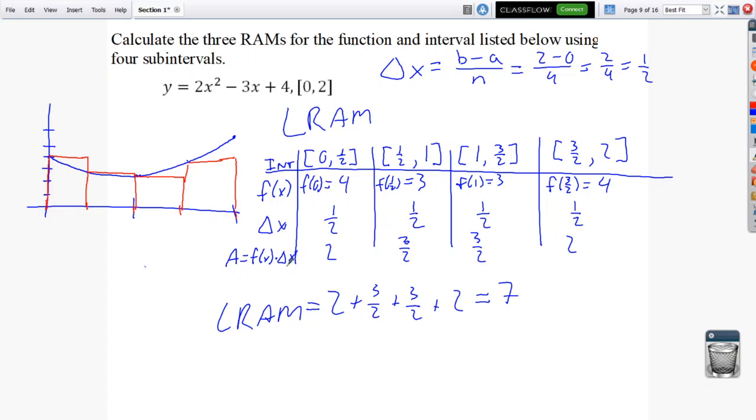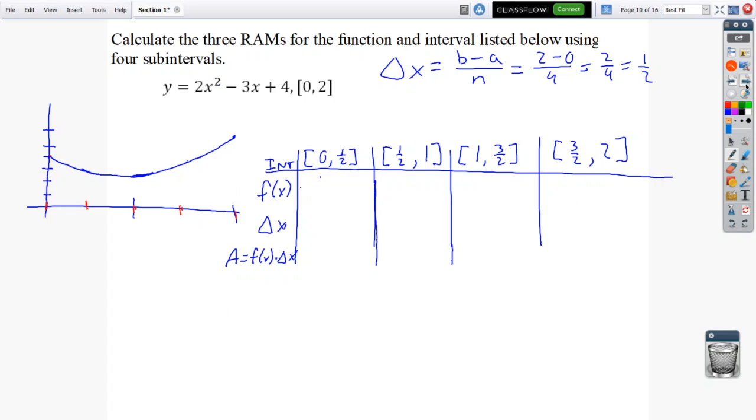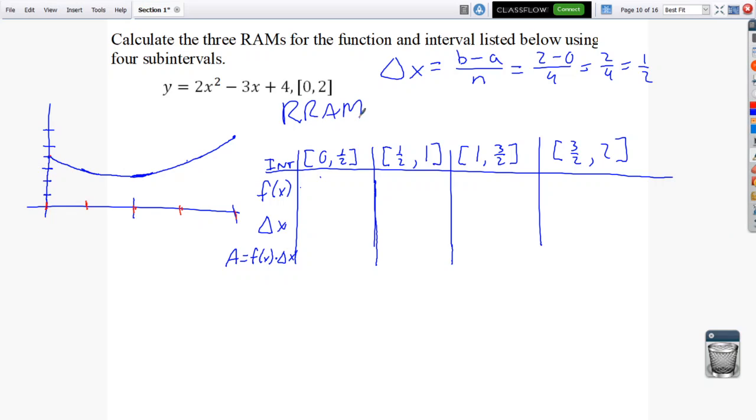All right, so we've gone through the LRAM, but notice that the directions do say to calculate all three RAMs for the function and the intervals listed below. So now instead of the LRAM, I want to do an RRAM. RRAM is going to be the exact same thing, except now when I construct my rectangles, if I'm drawing the picture, instead of drawing those rectangles from the left endpoints, I'm going to go from the right endpoints. So when I draw my rectangles, again, the right endpoint of the first interval is right here. I draw up to the height and go over. There's my first rectangle. Second rectangle.